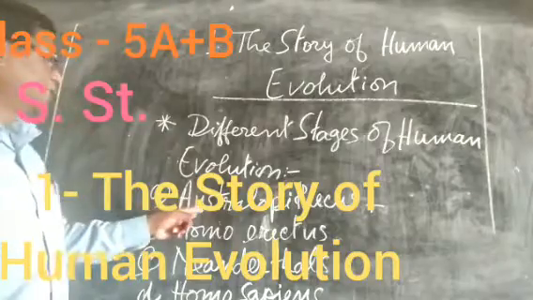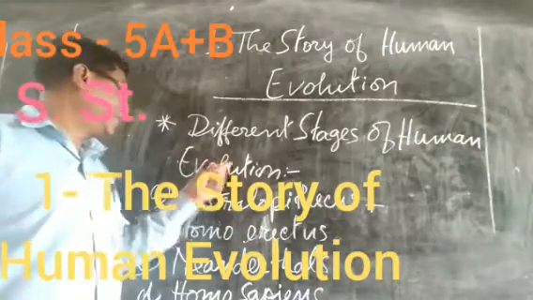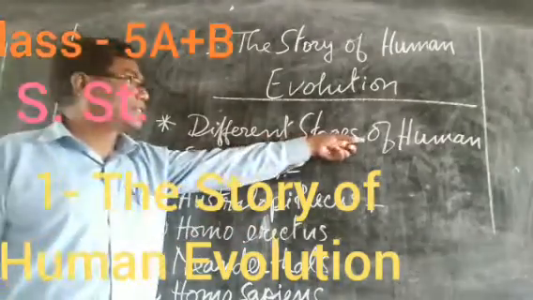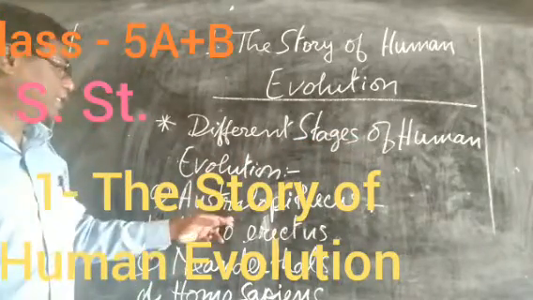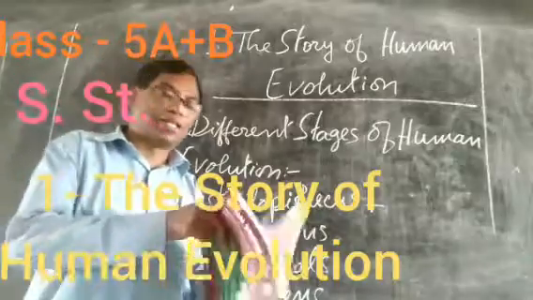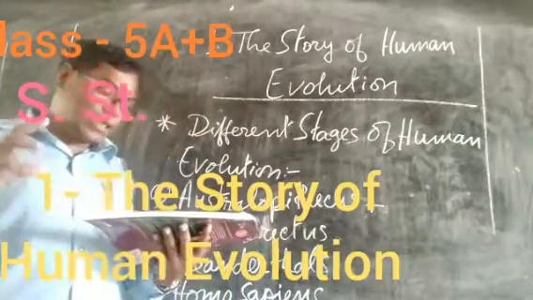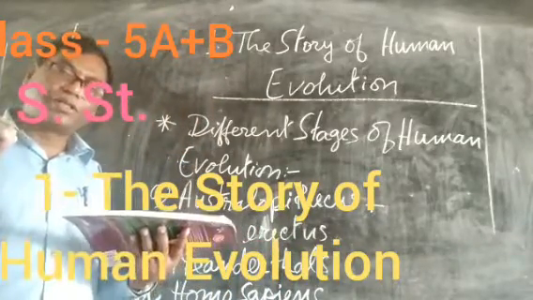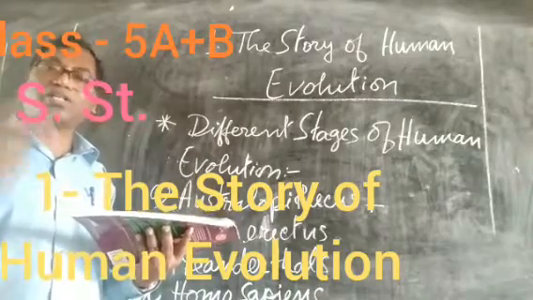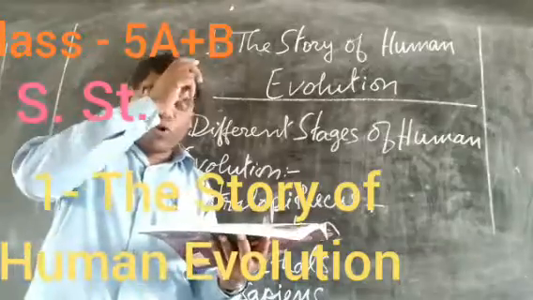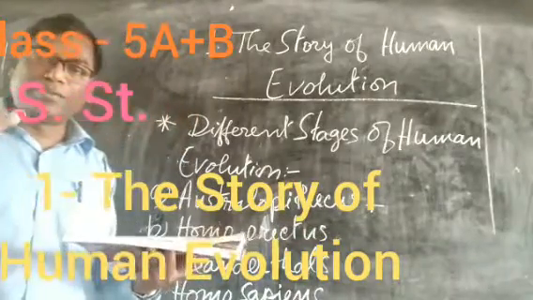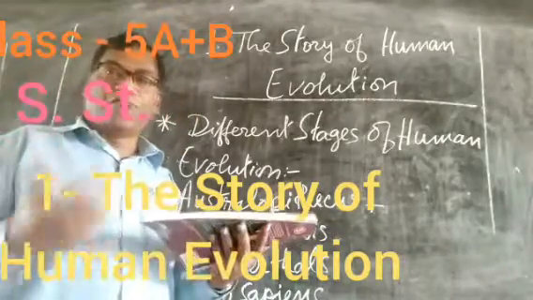So let us come to the first division of the stages of human evolution. The first division is Australopithecus. This is the term used for the situation of humans, though they were not qualified as humans at that time. The most ancient origin of man.